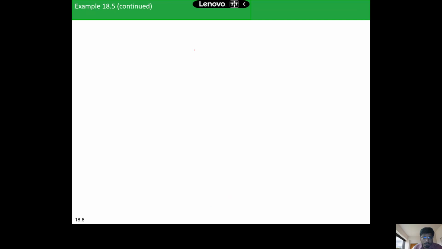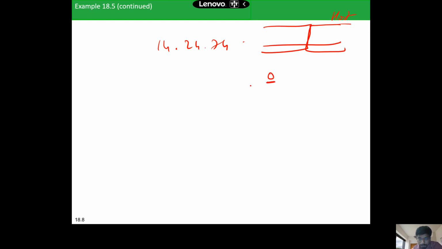So which means now, in 14.24.74, the last byte, the first 4 bits go for your subnet part, and the last 4 bits are only for your host part. So having known that, in the last byte, the first bit 0 identifies subnet 1, and 10 identifies subnet 2.